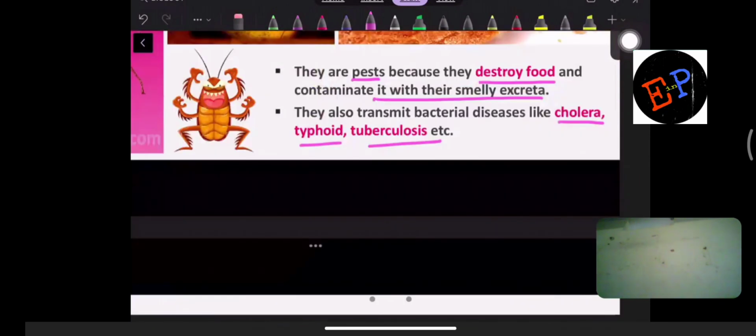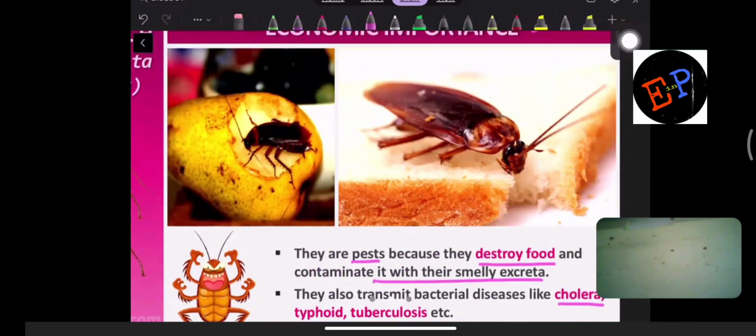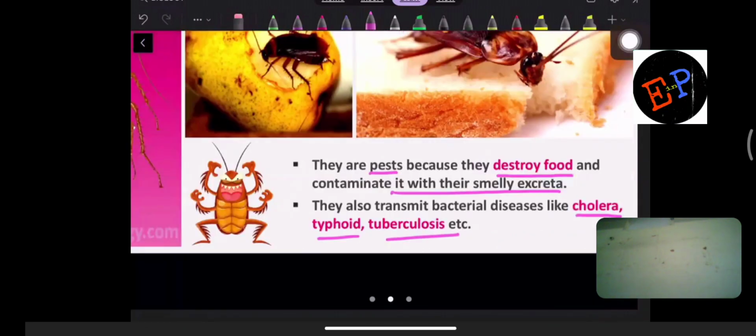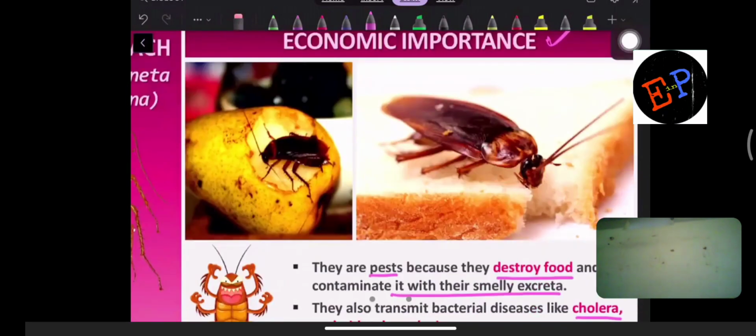So that's it, that is about the cockroach. Tomorrow we will study the structure of the frog, its morphology and its anatomy also. Okay, that's it.